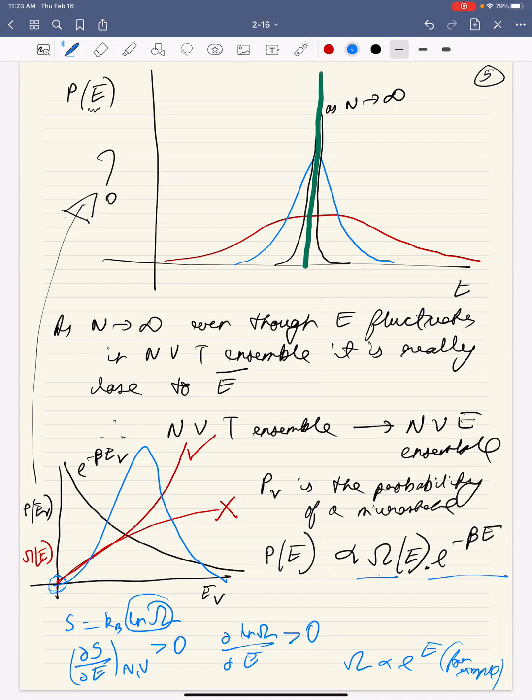It's a product of omega of E multiplied by e to the power minus beta E. But in our derivation for the microcanonical ensemble, we never use the Boltzmann omega definition. We don't need it, but in order to connect it to thermodynamics, we need it. But that's a postulate, right? That's a postulate.